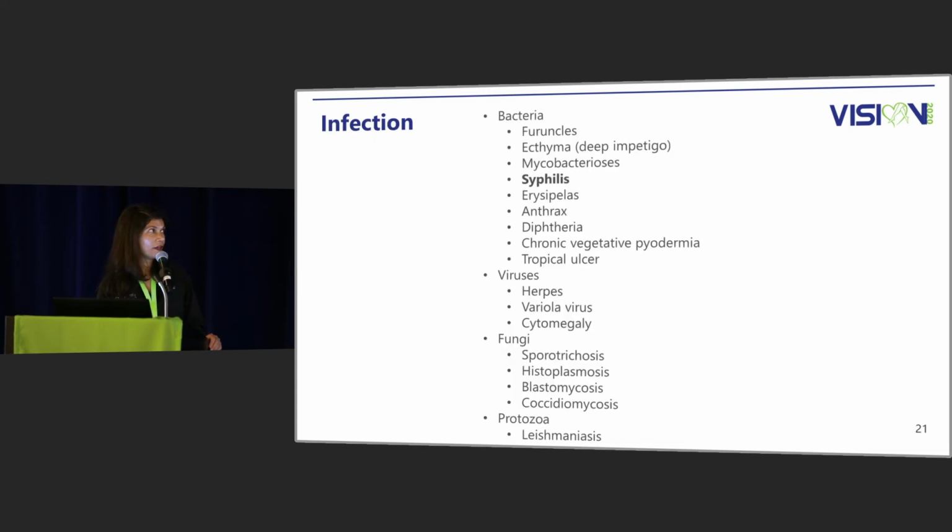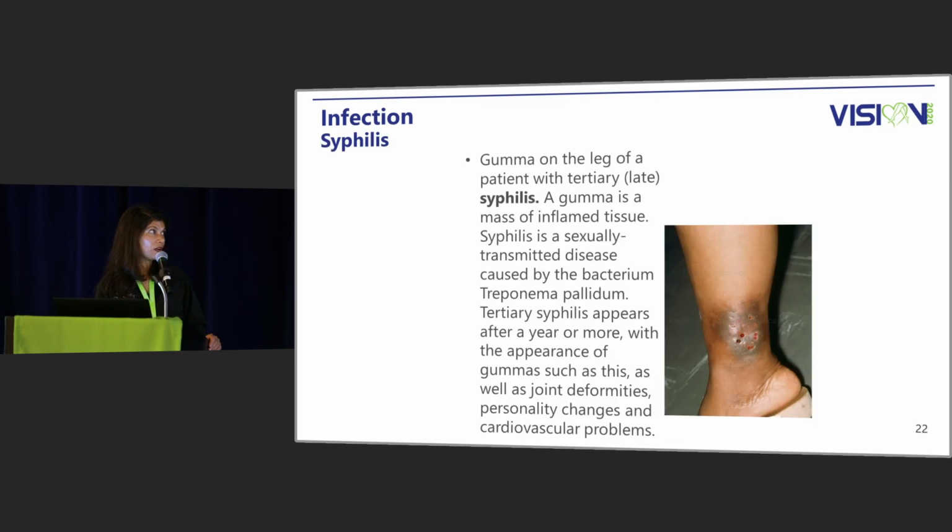Under infection, we have bacteria, including furuncles, mycobacteria, syphilis, erysipelas, diphtheria. We have viruses such as herpes, CMV, fungi, histoplasmosis, and coccidioidomycosis, and protozoa such as leishmaniasis. I chose syphilis. So a gumma is what is called tertiary syphilis.